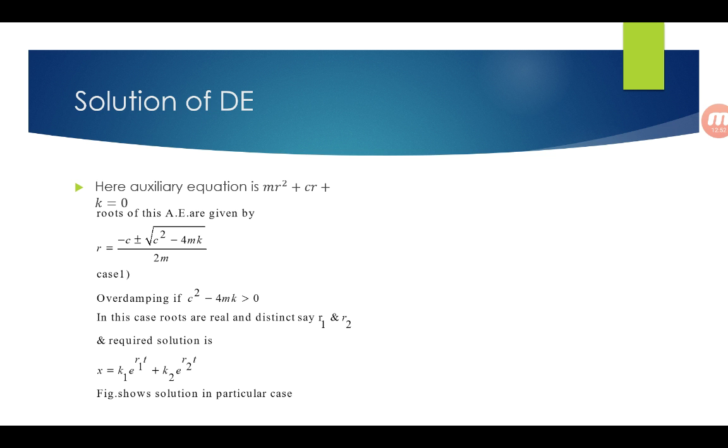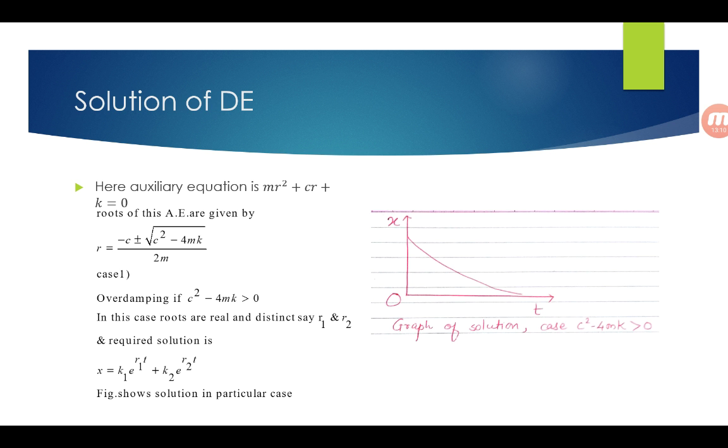And as we know, in this case, the solution is some constant e to the power r1 t plus some constant e to the power r2 t. This kind of solution, in a particular case, is shown in the figure, showing how the graph of the solution looks where c square minus 4mk is greater than 0. These kinds of oscillations are physically termed as overdamped.